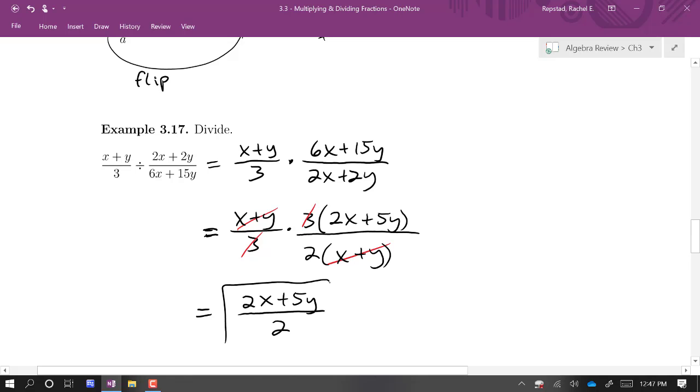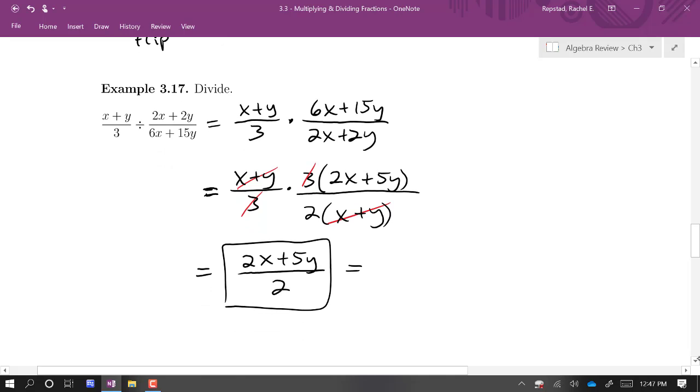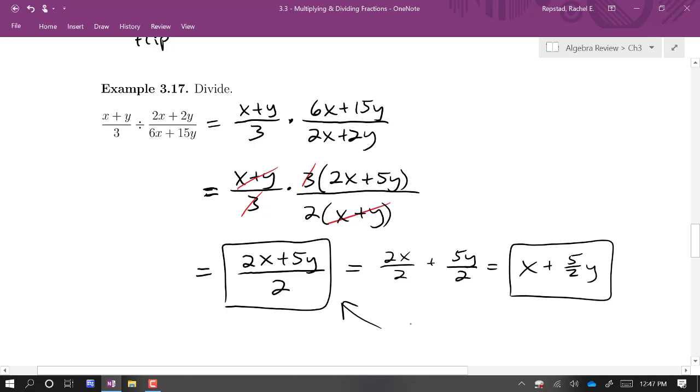You can leave it like that, or depending on where this expression arises, some folks might split up the fraction and call this x plus 5 halves y, and either is fine.